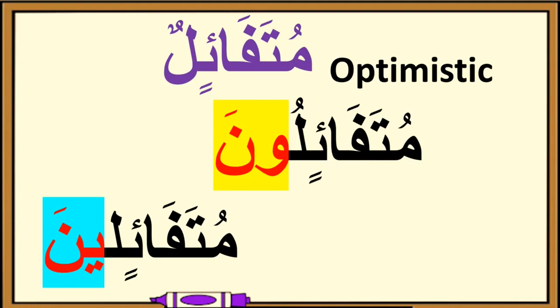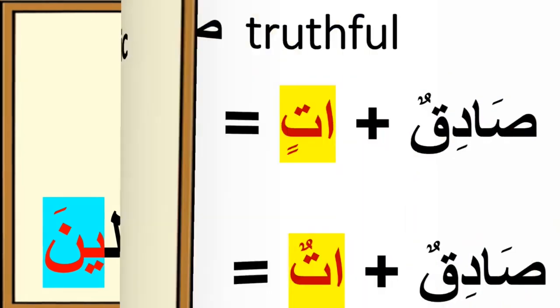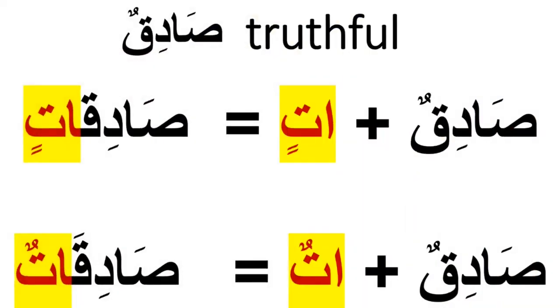متفائلون, متفائلين. We add una or ina depending on the grammatical context of the sentence. Technically, the suffix una or ina is for the masculine plural, but it can also mean a group of people, mixed men and women. If you exclusively want the feminine plural, then you need to add the suffix atin or atun, depending on the context of the sentence.